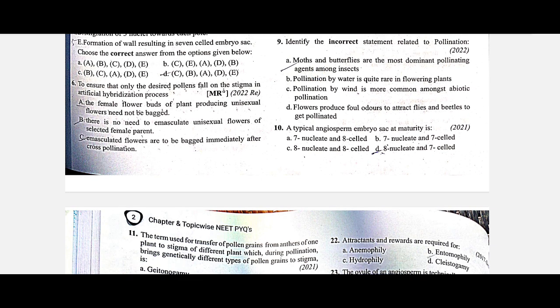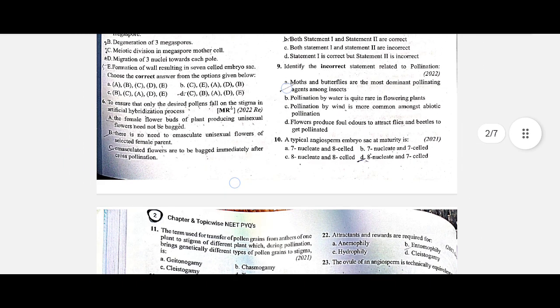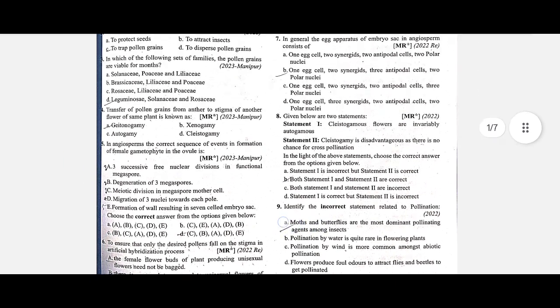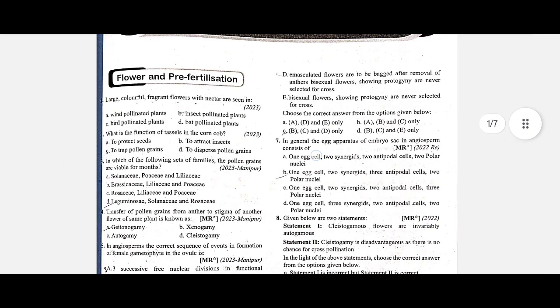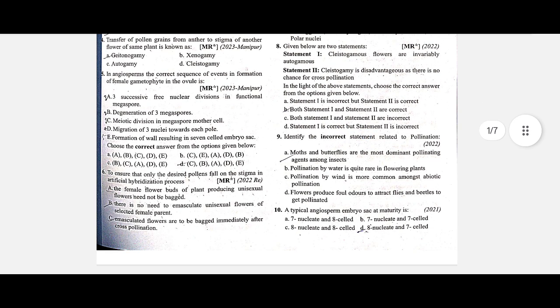Question number 6. To ensure that only the desired pollens fall on the stigma in the artificial hybridization process. The answer is option number C, B, C and D only. B: there is no need to emasculate unisexual flowers of selected female plants. C: emasculation. Flowers are to be bagged immediately after cross-pollination.